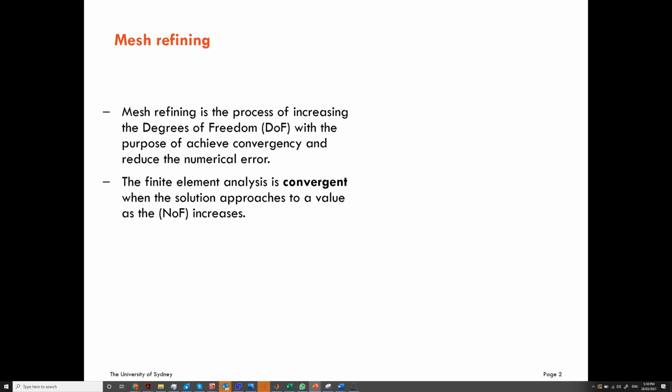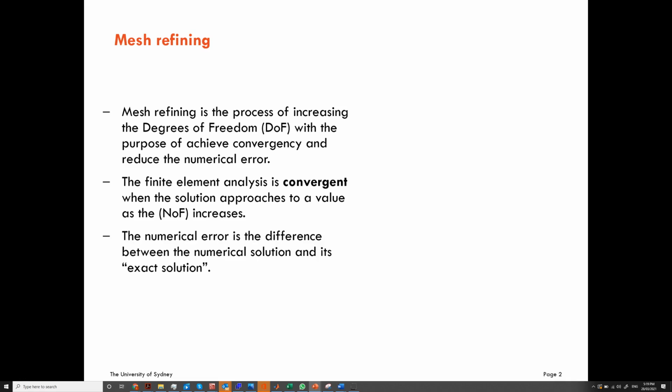But what is convergence? A finite element analysis is said convergent when the solution approaches a certain value when the number of degrees of freedom increases. And what is numerical error? Numerical error is the difference between the numerical solutions and its exact solution.